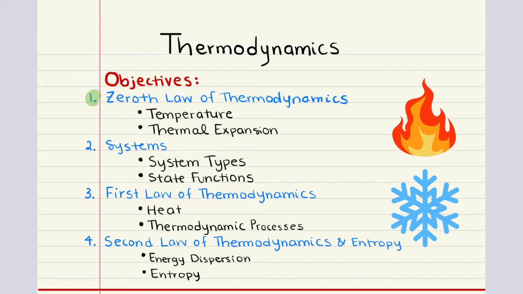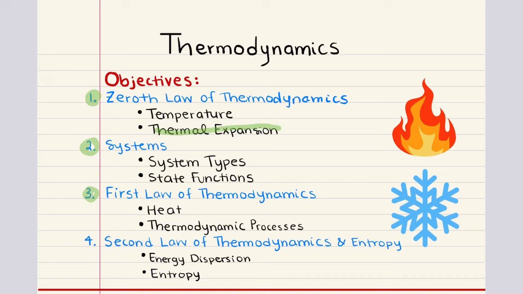After that, we're going to move on to understanding thermal expansion and how it affects materials. Next, we're going to explore the different types of systems in thermodynamics. We'll distinguish between open, closed, and isolated systems. In addition, we will learn the difference between state versus path functions.